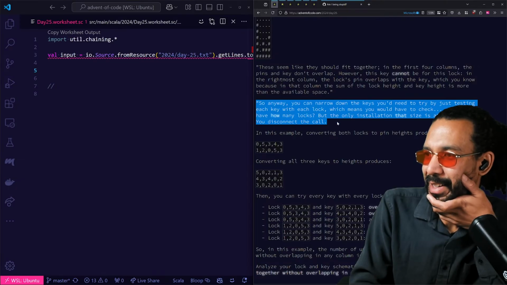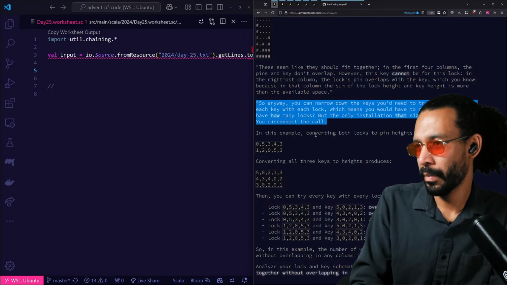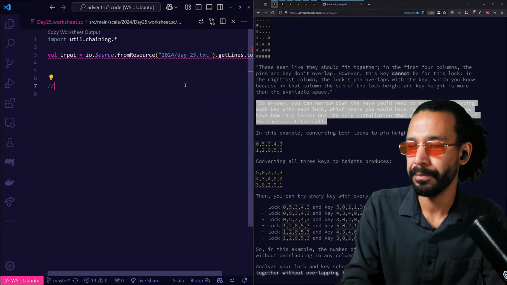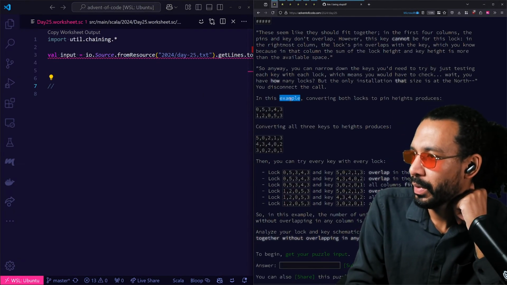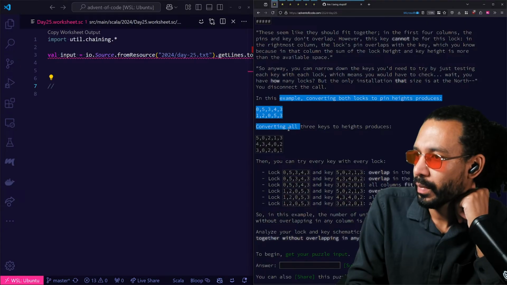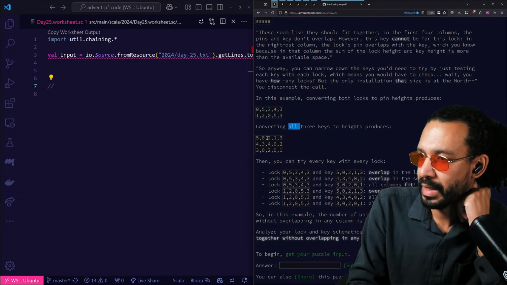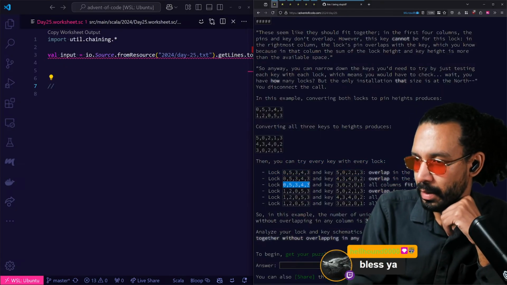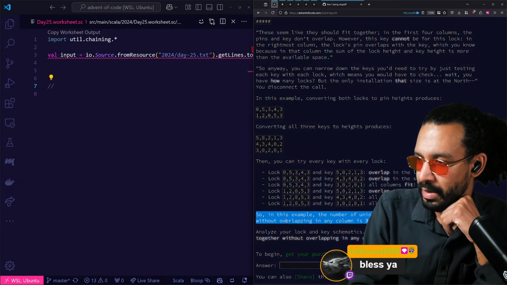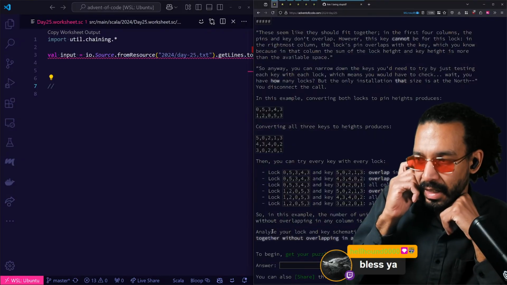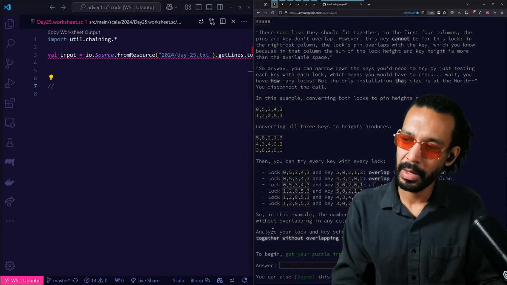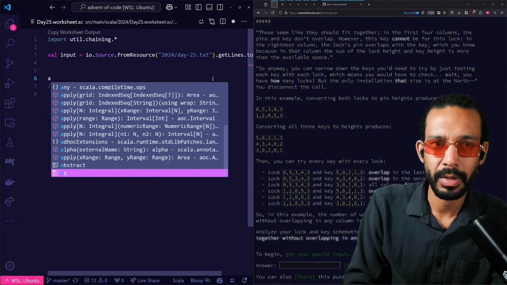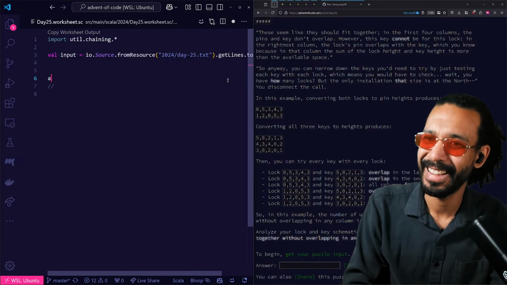How many locks? I don't know how many locks we have. Okay, so converting all 3 keys to heights. Then you can try every key with every lock. Those overlap in the last column. And what are we looking for? How many unique lock key pairs fit together without overlapping in any column? Okay, I mean, we can brute force this.